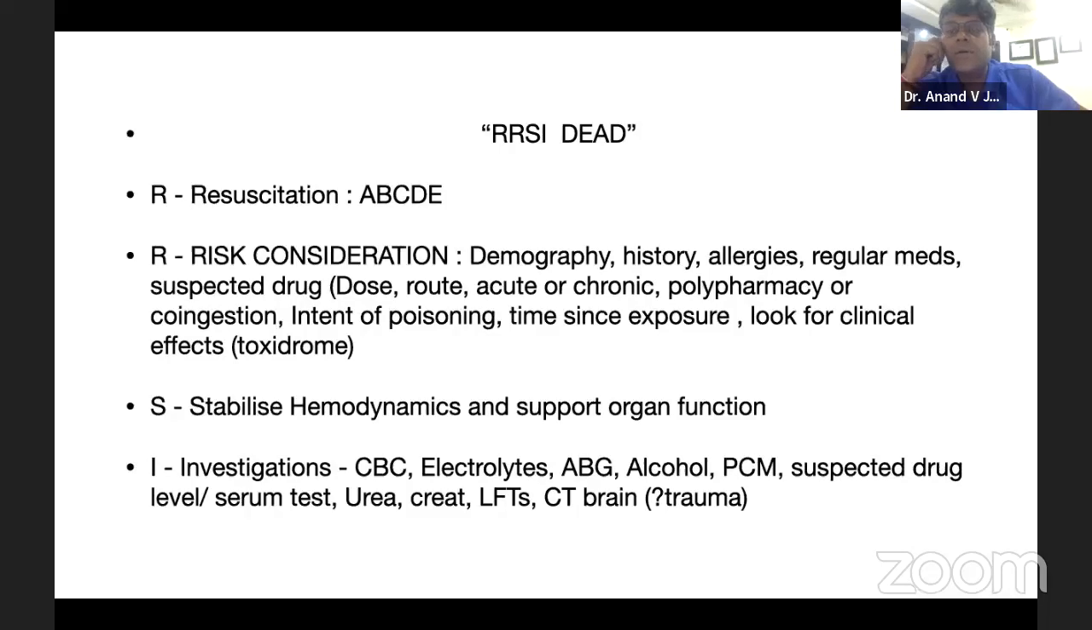If he's not a farmer, what will he do? He's a techie guy. There was some problem with him and he took an unknown amount of pills. So you don't know. He took 10, 15 tablets of something, various combinations. So you are in soup. You don't know what is happening. So the demography of the patient is very important.